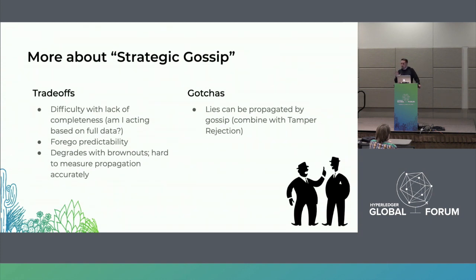And that could be a bad thing or not. It just depends on the circumstances. The other thing to think about is lies can be propagated by gossip too. So you might want to combine a gossip pattern with a tamper rejection pattern, for example, so that you know that you're not propagating a lie.